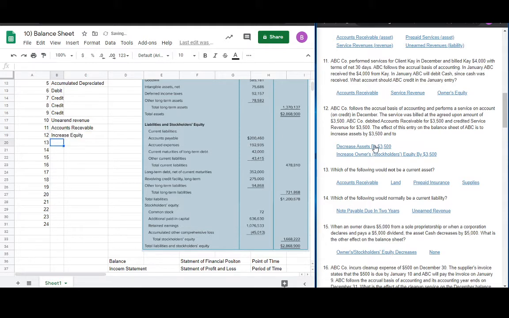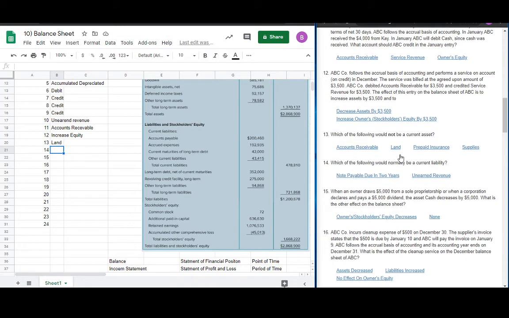And number 13, which of the following would not be a current asset? It is land, right? Land will live infinitely. It is not subjected to depreciation. What are land improvements? For example, roads or other things that we can include in land.